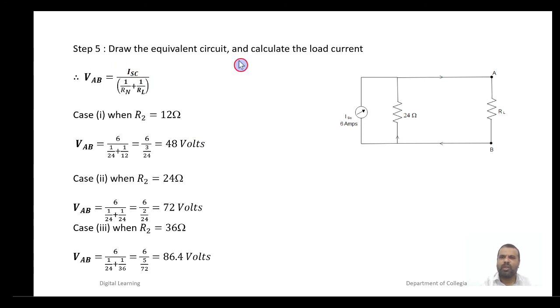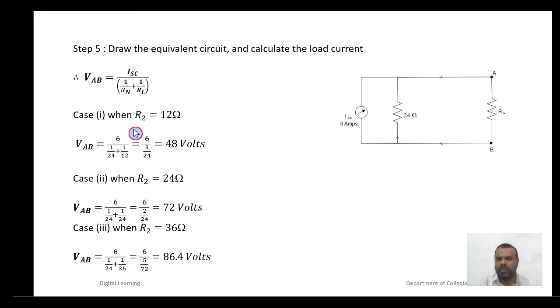Step 5. Draw the equivalent circuit and calculate the load currents. The equivalent circuit is like this: a 6 ampere current source and a 24 ohm resistance connected in parallel and a load resistance RL. Using the formula, VAB is equal to ISC divided by 1 by Rn plus 1 by RL. Case 1, when RL is equal to 12 ohm.